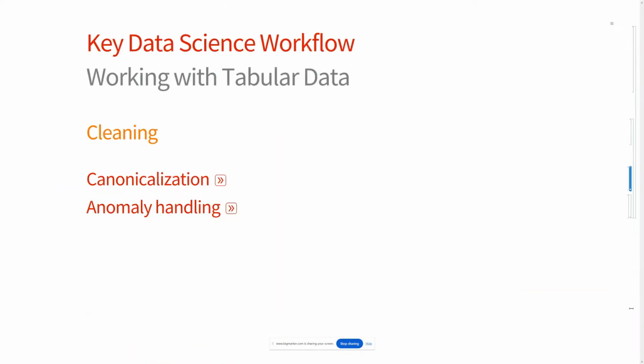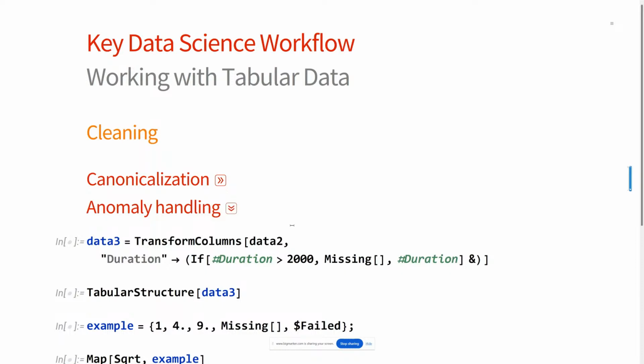Now, one big part of the whole kind of cleaning process is anomaly handling. That and things that aren't meant to be there, or values that are out of range, are things that we kind of want to deal with, but we also don't want them to break our beautiful column homogeneity. And so the tabular framework deals with that as well.